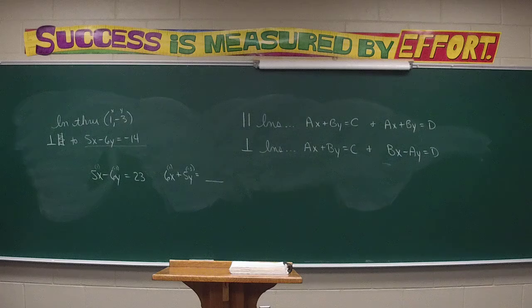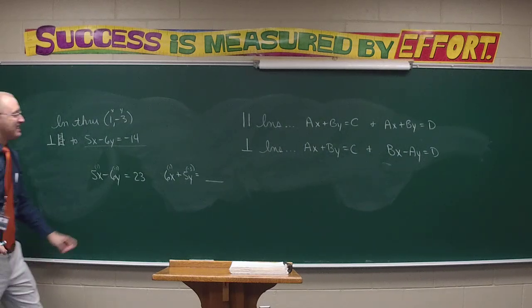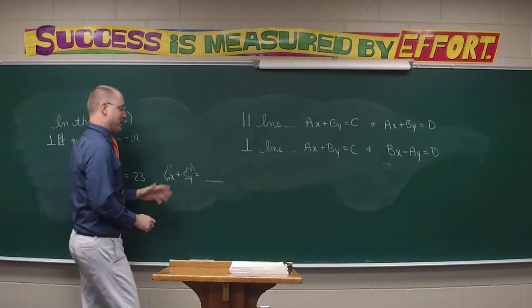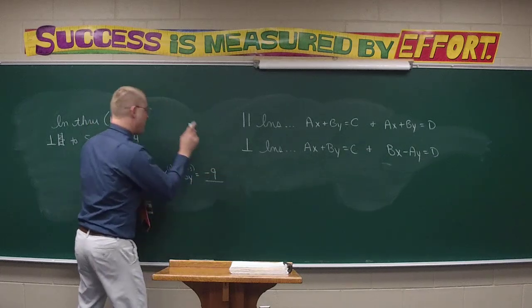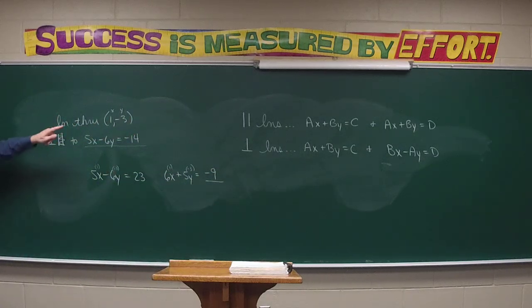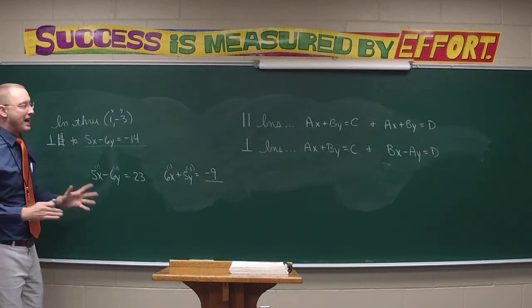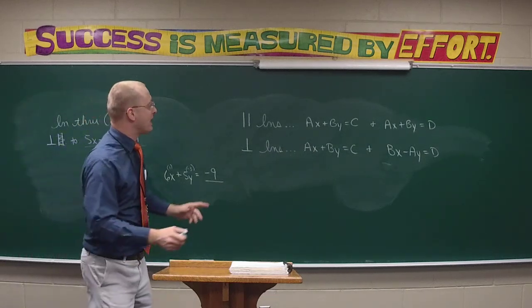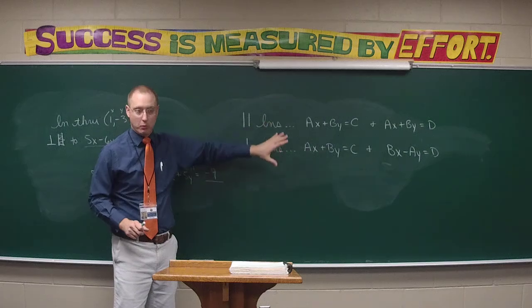Oh, negative 9. Negative 9. 6 times 1 is 6, 5 times negative 3 is negative 15, negative 15 and 6 gives negative 9. That's the perpendicular to that line that goes through that point. Does that make sense? Again, so much faster than what we would have been able to do before, now that we see how the general form works.